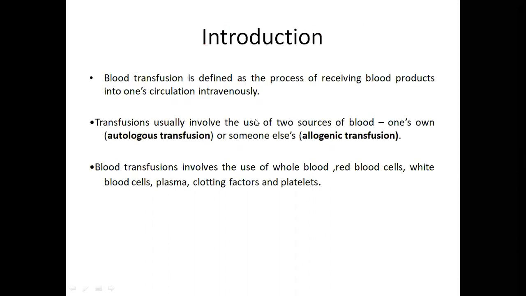So we can define it as a process of receiving blood product into one's circulation intravenously. Transfusion usually involves the use of two sources of blood. One is autologous, for one's own, or someone else's, that is allogenic transfusion. The blood transfusion involves the use of whole blood, red blood cells, white blood cells, plasma, clotting factors, and platelets.